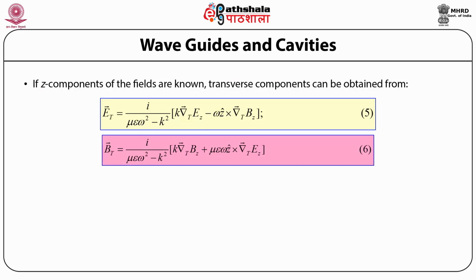Similarly, the transverse component of the magnetic field induction vector B is equal to i upon (mu epsilon omega squared minus k squared) times [k times the transverse component of the del operator acting on the z component of B, plus mu epsilon omega times the cross product of the unit vector z with the transverse component of the del operator acting on the z component of the electric field Ez].